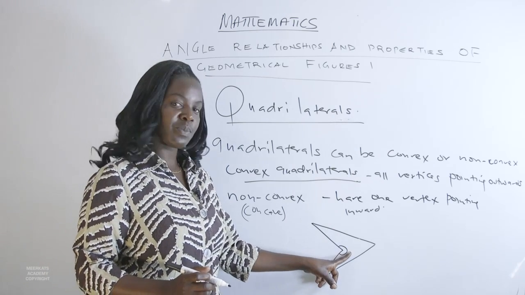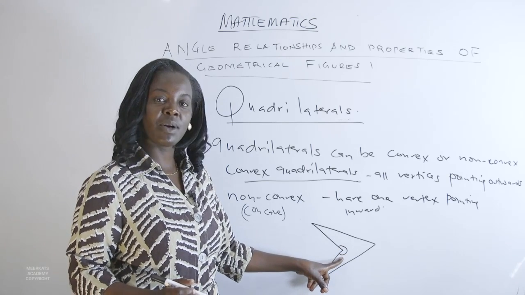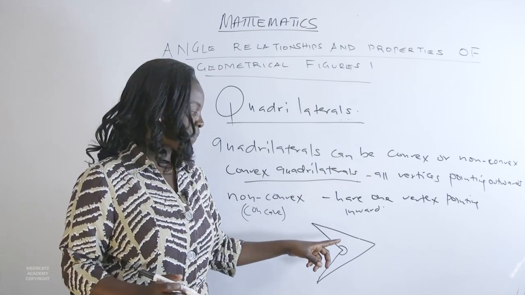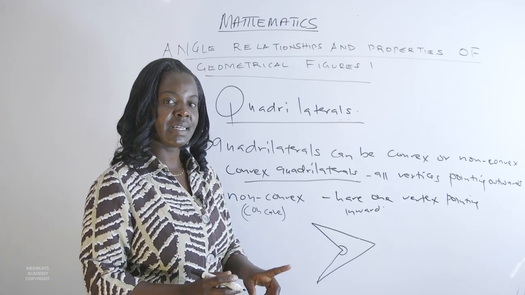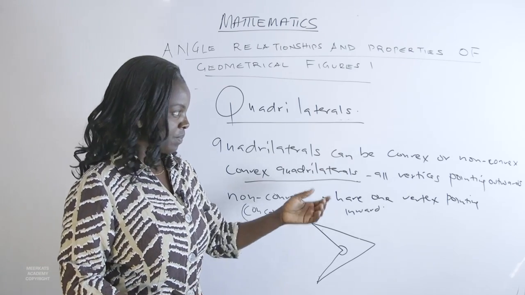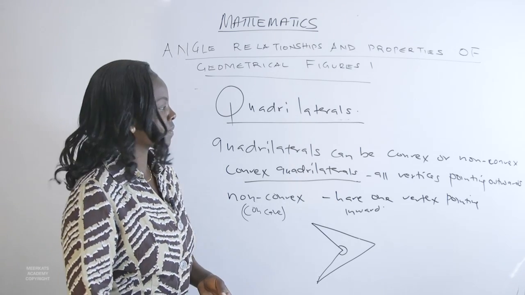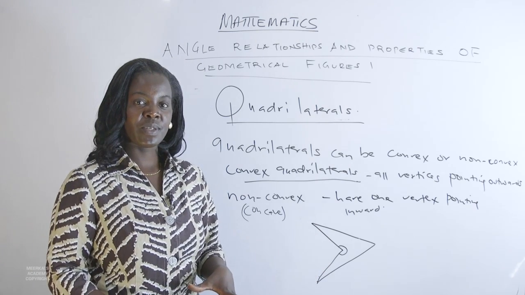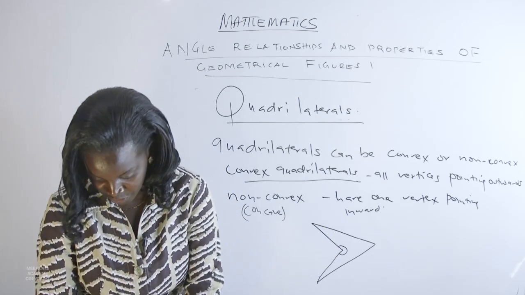So when one of the vertices is pointing inward, this angle here will be measuring more than 90 degrees. So that means for a non-convex quadrilateral, we have one angle that is measuring more than 90 degrees. But for the convex, we have most of the angles being acute. So those are the two types of quadrilaterals, depending on where the vertices are pointing.